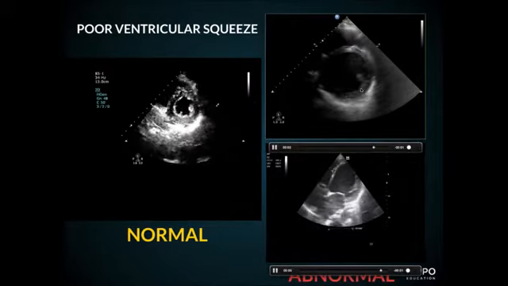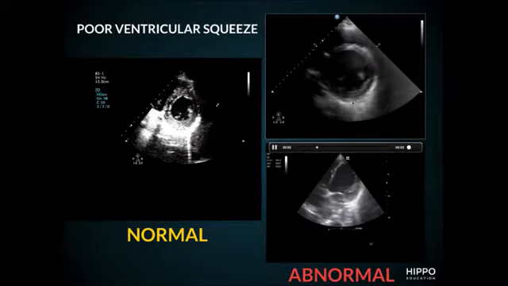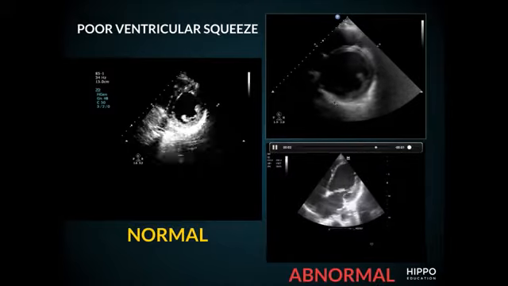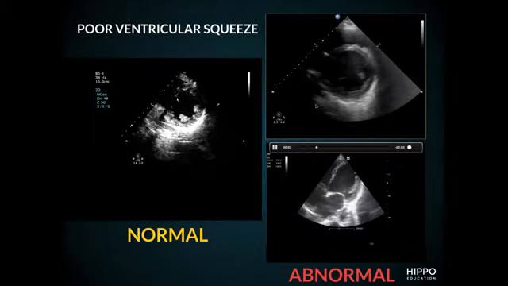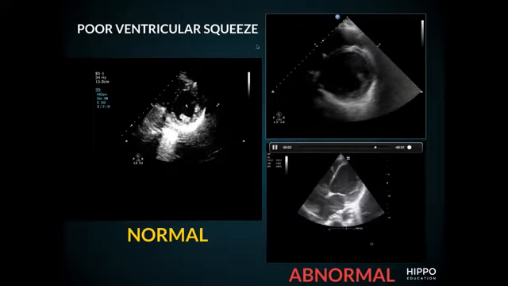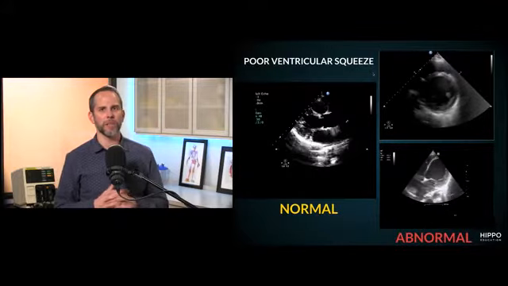This is the parasternal short. Same thing. This is the round part. This is your left ventricle with the musculature, and it's just barely doing anything in terms of squeezing that blood out of the left ventricle. So this would be poor ventricular squeeze. I'd be concerned for CHF, myocardial ischemia, etc.